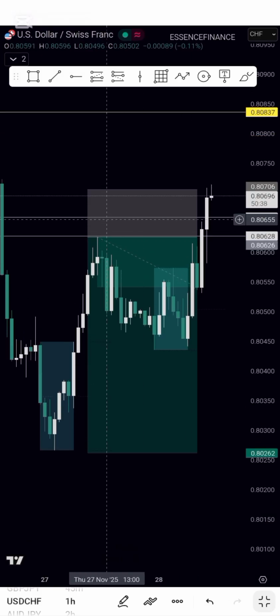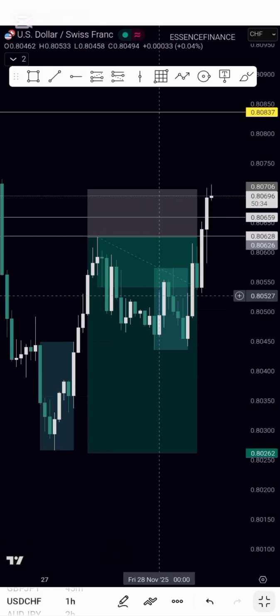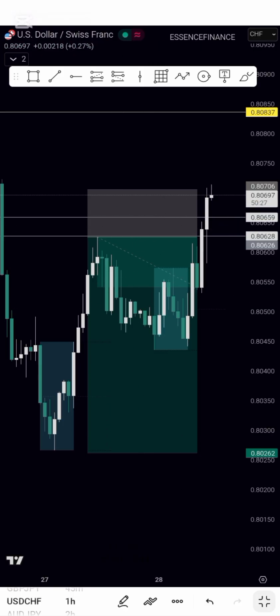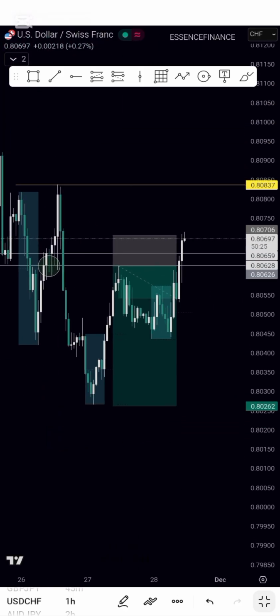Imagine. My entry was here. This was where Asia opened, but the spread was so much on the broker that it came and took out my SL and left me at $0. I'm going to show that now on my Telegram. Let me go to my Telegram.